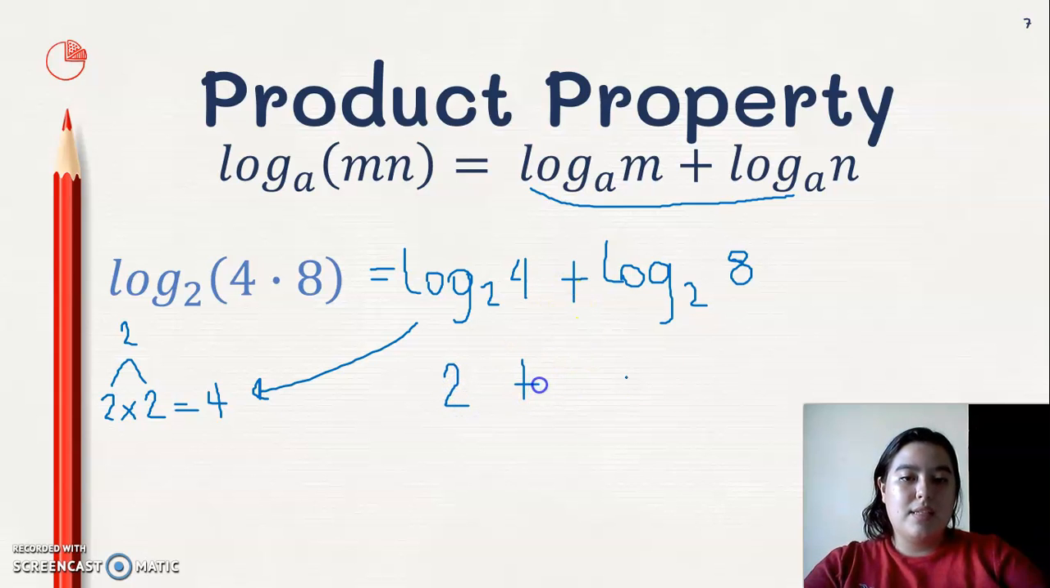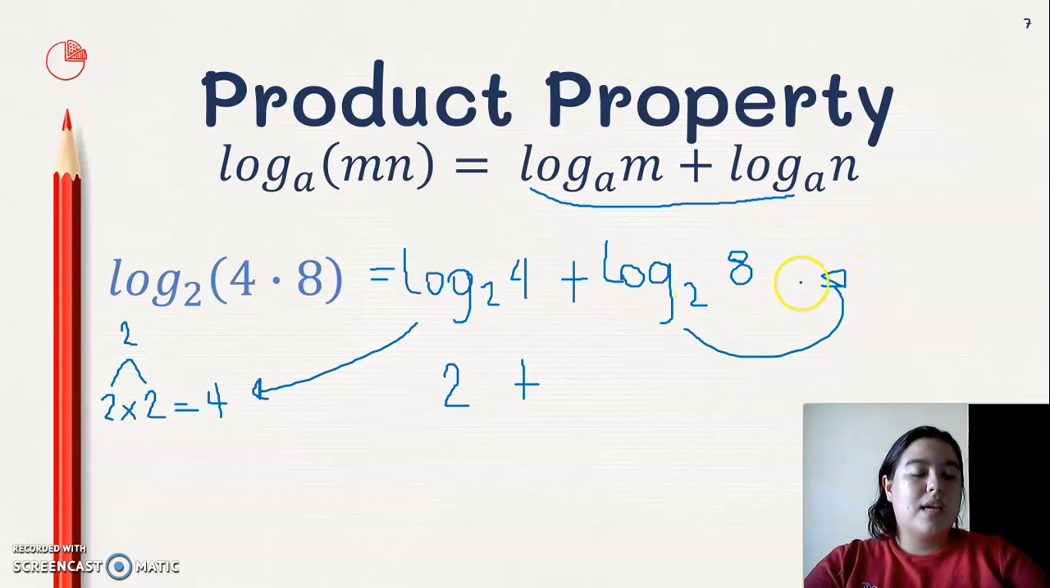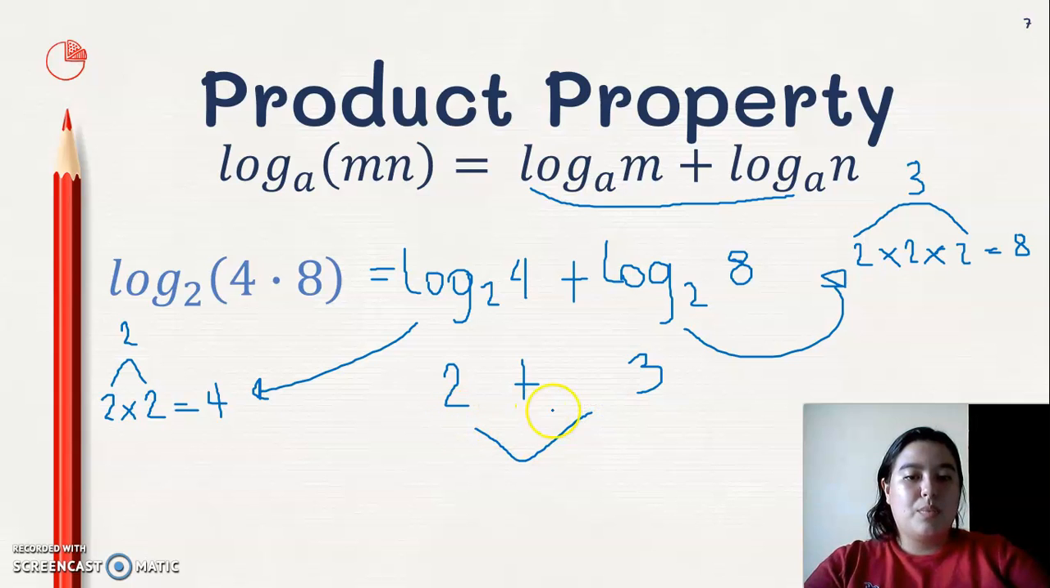Now we copy the plus, and then we have log base 2 of 8. How many times do we have to use 2 to have 8? 2 times 2 times 2. This is equal to 2 times 2, 4, 4 times 2, 8. Okay, so we have 8 here and 8 here. So log base 2 of 8 equals how many times we use 2, which was 3. Then we add 2 plus 3 equals 5, and this is the solution of this product property.